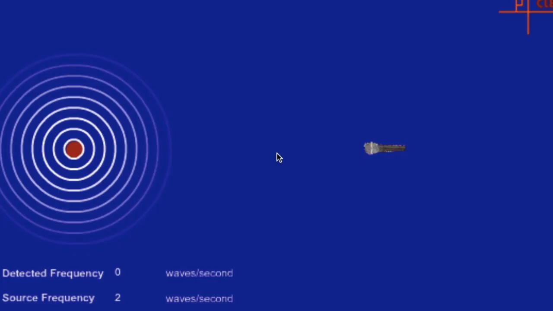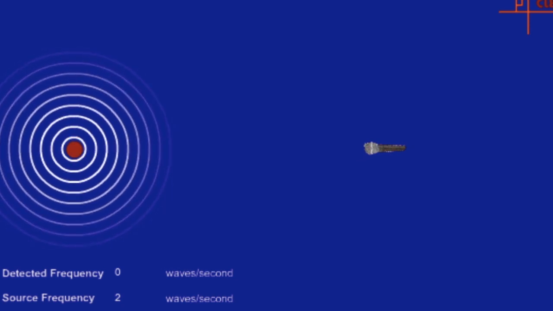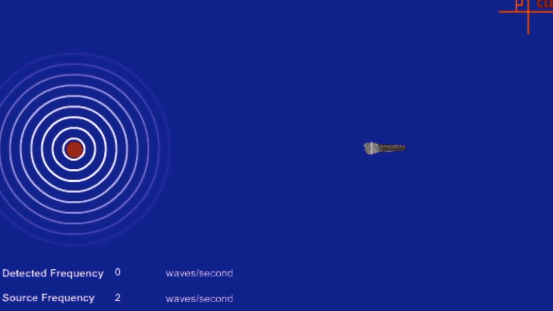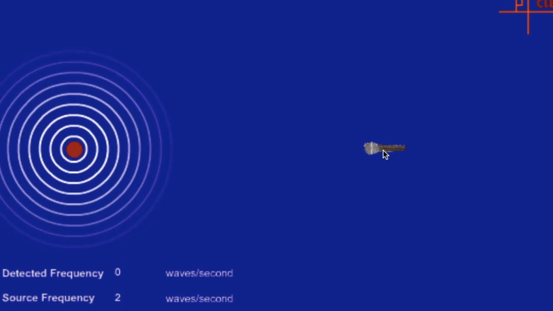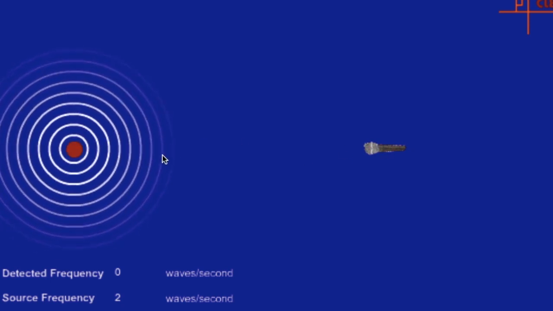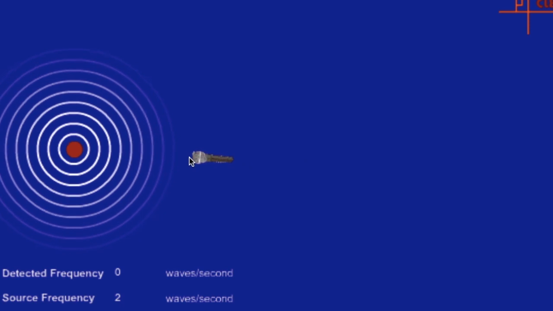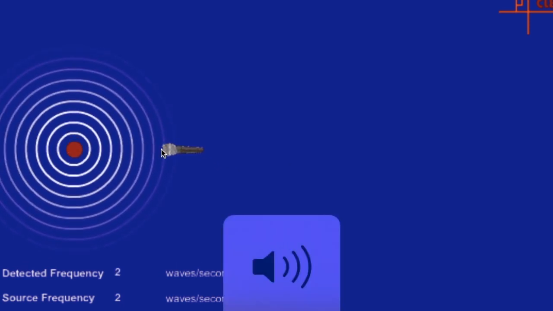All right? So this is a snazzy little applet here. It's going to show us kind of what's happening in Doppler effect, right? So here's my source, this red guy right here. And then I've got the receiver, which is a microphone. All right, so right now we're not hearing anything because we're so far away that we just don't hear very much. Go ahead and move the microphone a little bit closer, okay? And what do you hear?